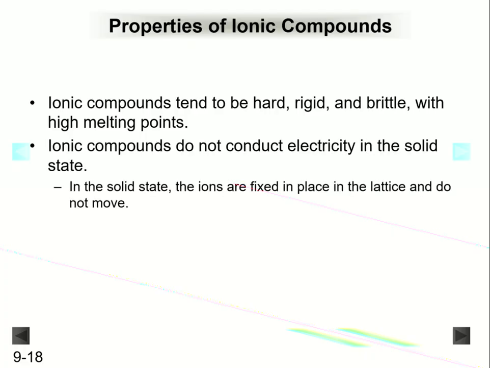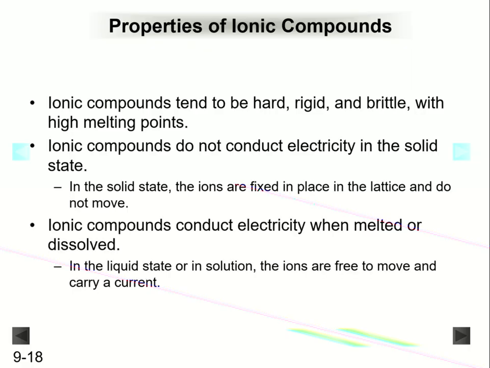The ionic compounds do not conduct electricity in the solid state, because in the solid state, the ions are fixed in place by that large ionic bond strength, that large lattice energy, and so they can't move. But once ionic compounds are dissolved in water, or if the ionic compound is melted and put into a molten state, then electric current is carried very readily. They're electrically conductive because the ions are free to move and they can carry a current.